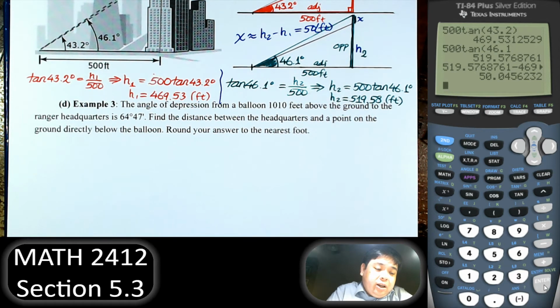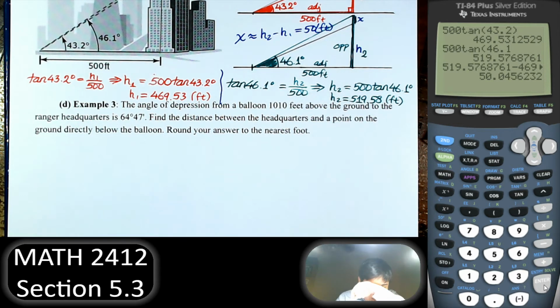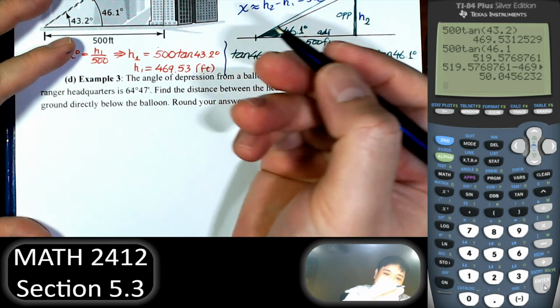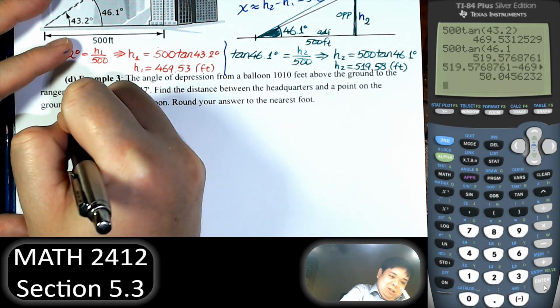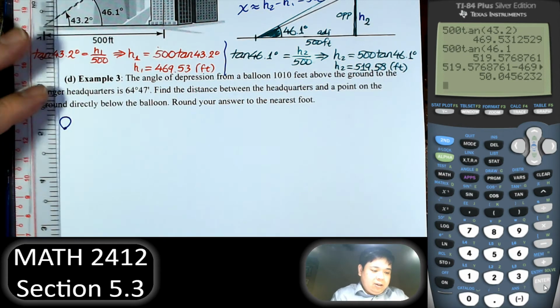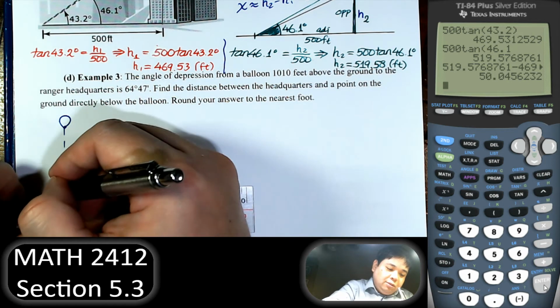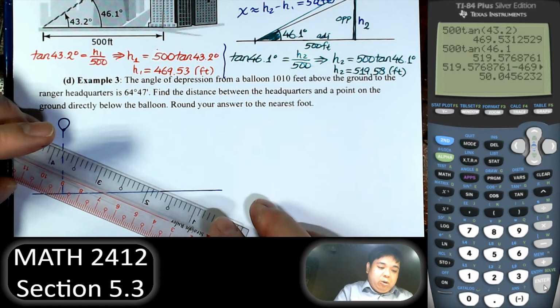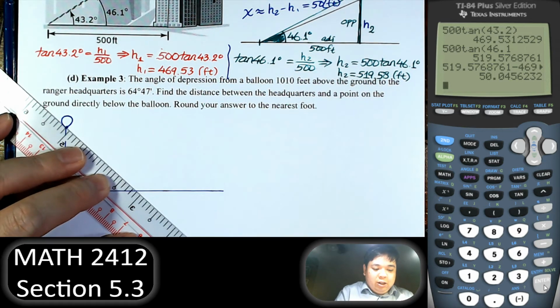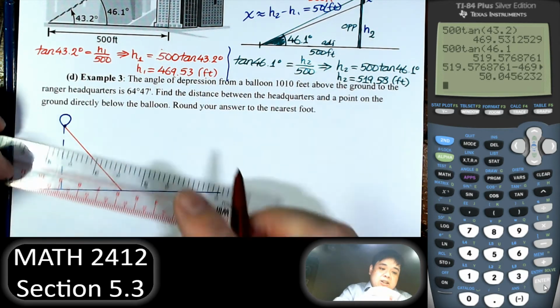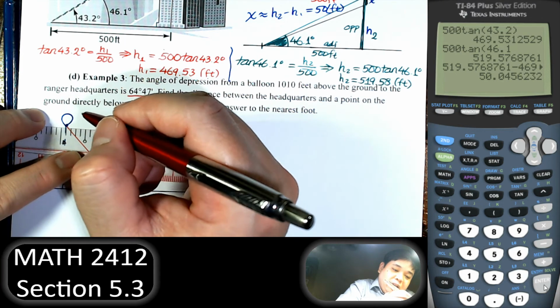Right, next, we have another example here. The angle of depression from a balloon that is 1,010 feet above the ground to the headquarters is 64 degrees 47 minutes. Find the distance between the headquarters and the point on the ground directly below the balloon. So let's say it's more like a hot air balloon. And the angle of depression from the balloon, looking down, is 64 degrees 47 minutes.